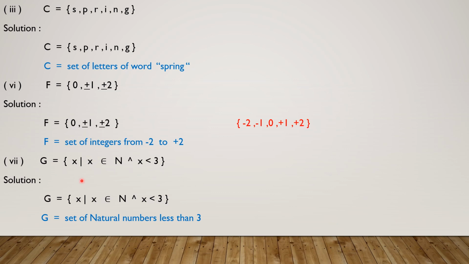Next, part number 7 is in set builder form. In set G, we have all x's such that x belongs to natural numbers and x is less than 3. So how will we describe this set in the form of a statement? Set of natural numbers less than 3, because this is the set of natural numbers which are less than 3.